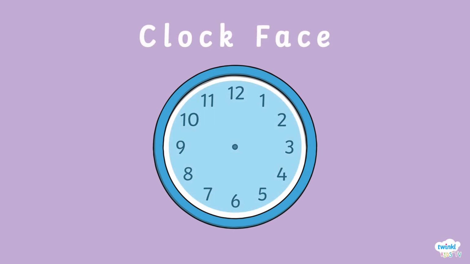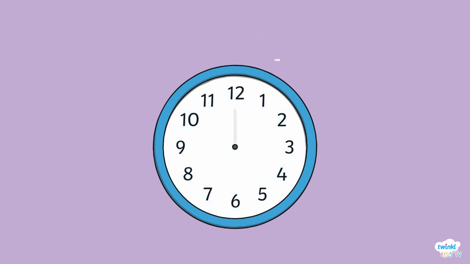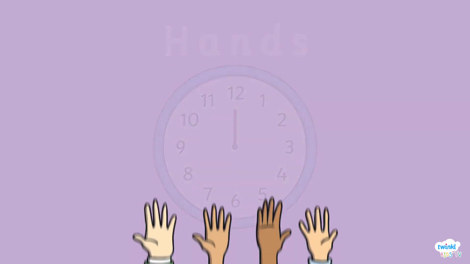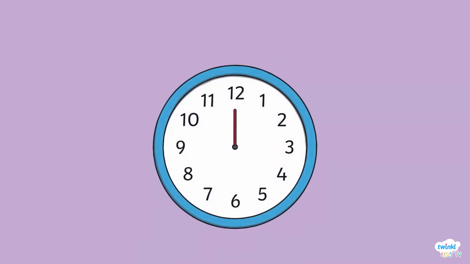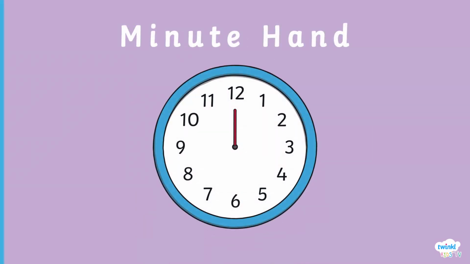The blue highlighted area is called the clock face. The red lines are called hands. No, not these types of hands. We have two types of hands on the clock. This is the minute hand.